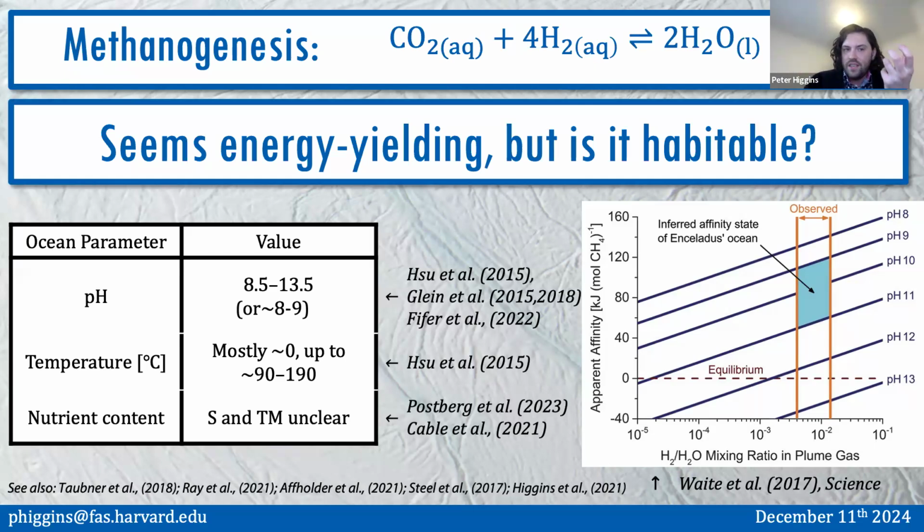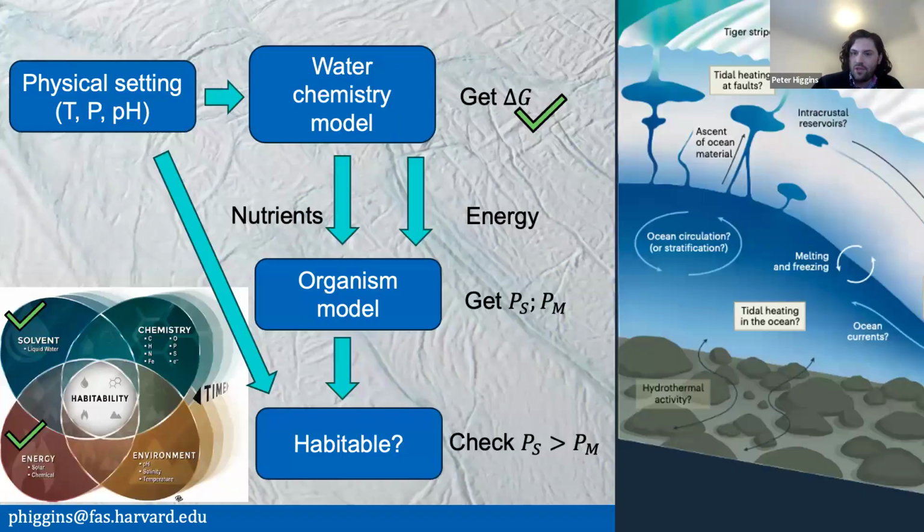So it seems energy yielding, but is it actually habitable? Let's look back at our flowchart again. This only tells us the very first step. To make the next leap, we need to decide whether this energy is kinetically accessible for life and whether the power supply it can generate is enough to outweigh the power demand associated with survival. Because remember, we're going to set aside nutrients for now.